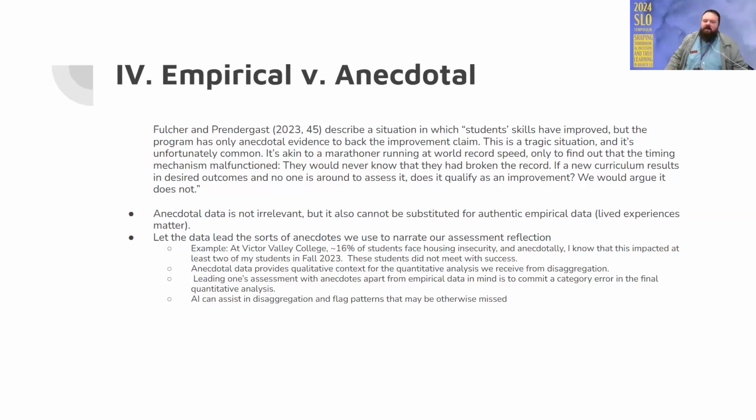And yet, if these lived experiences, these narratives, are embedded with empirical data, it becomes extremely powerful because we always need to humanize data. That's why we use analytic tools to visualize, graph, and digest the data for us. These anecdotes are actually a way in which that can happen. What we would argue then is that AI can assist in disaggregation and flag patterns that might otherwise be missed.